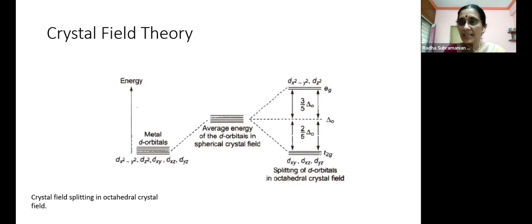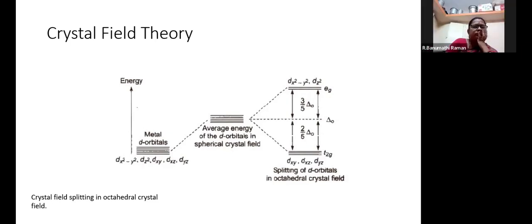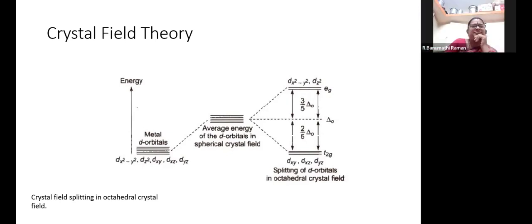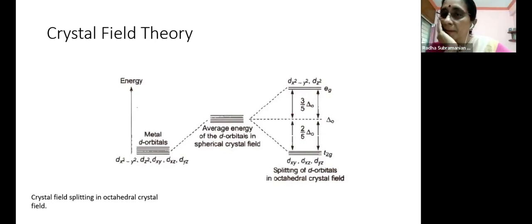It's not given in the textbook, but it's better we draw and show. And like I was saying, color is best explained by CFT. In fact, it is the best theory to explain color. And one phrase which everybody loves is d-d transition. So let us just take a couple of minutes to understand what d-d transition means to us.